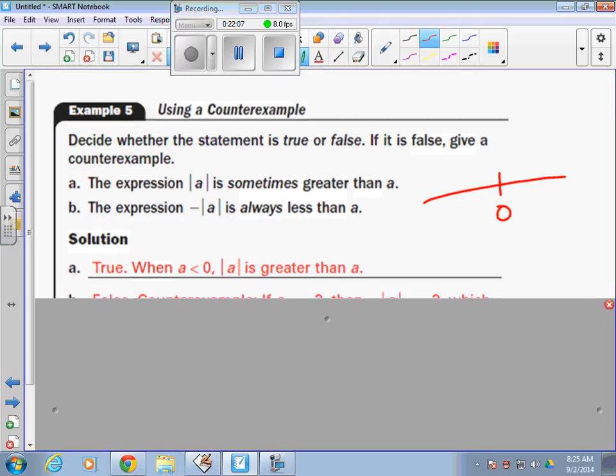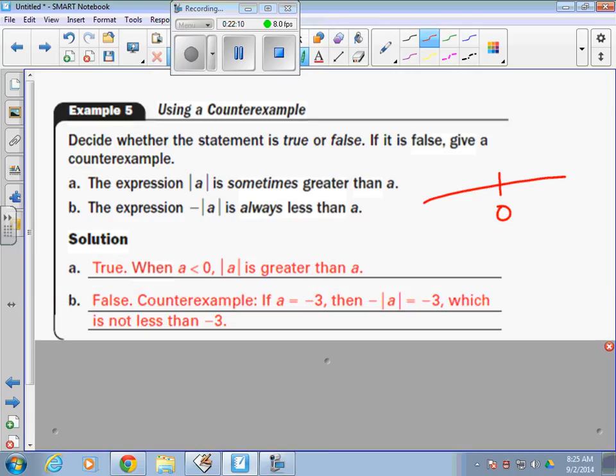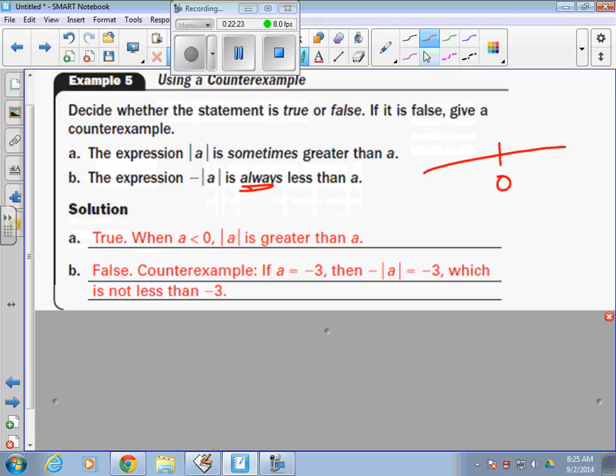Think of it that way. The second one says the expression negative absolute value of A is always less than A. That's false. If A is equal to negative 3, then the negative absolute value of negative 3 is not going to be less than negative 3, because this is going to come down and be positive 3 and this is going to come down and be negative 3. So it's not less than negative 3. It's going to be negative 3 in that case.